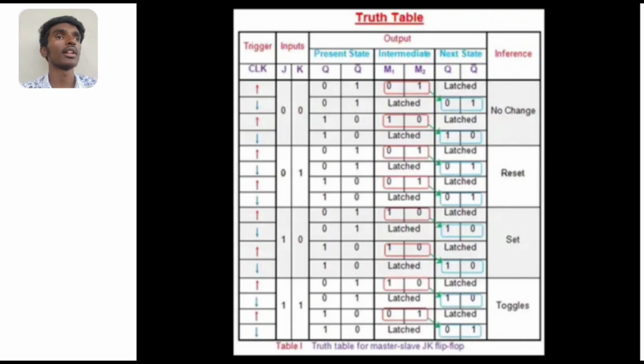Let's see the truth table of this master slave JK flip flop. The inputs are the clock and J and K, the present state Q and Q bar, the intermediate state M1 and M2, and the next state Q and Q bar. When the clock is low, the present state is 0 1. That means 0 1 is nothing but no change, no latching in the intermediate stage. We can see the reset state 0 1 is latched to the next state, and similarly 1 0 is latched for the set state.